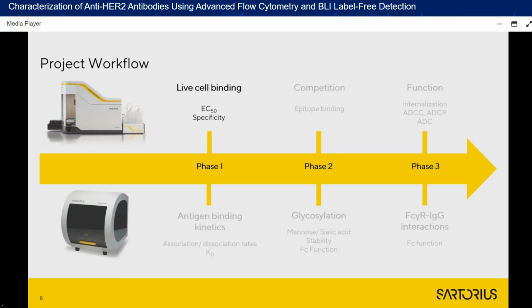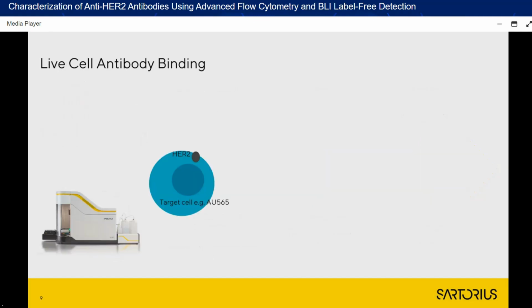So starting with the iQue live cell binding assay. So this is a really simple two-step labeling assay where we started with target cells. So in this case, that was highly HER2 positive AU565 cells from a breast cancer cell line. These were incubated with those anti-HER2 antibodies, which were of course unlabeled. And then they were secondary labeled with a fluorophore conjugated antibody.